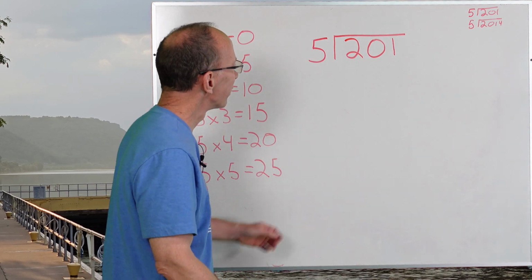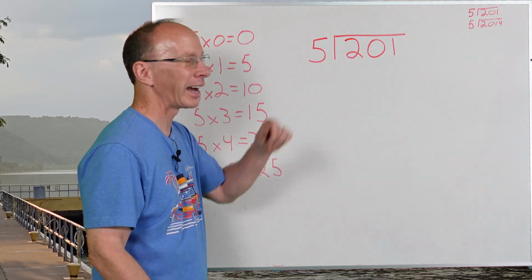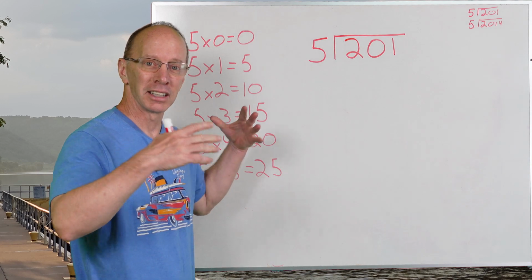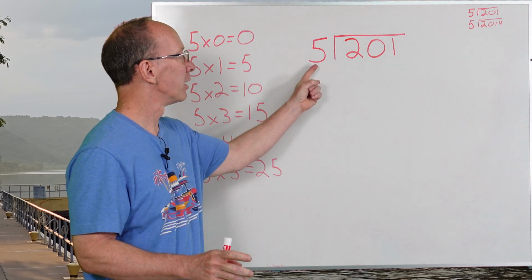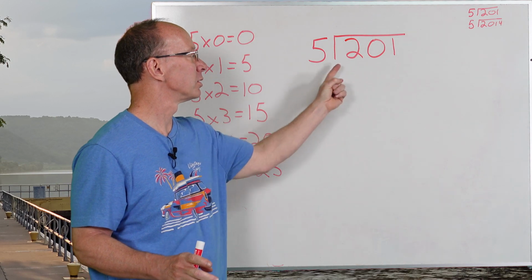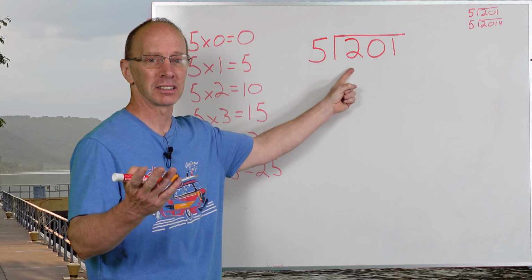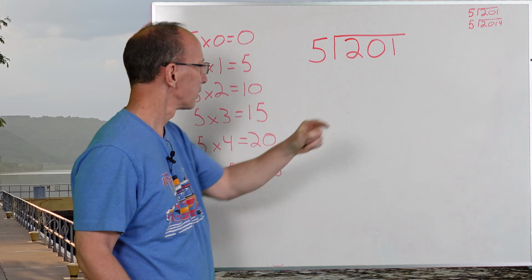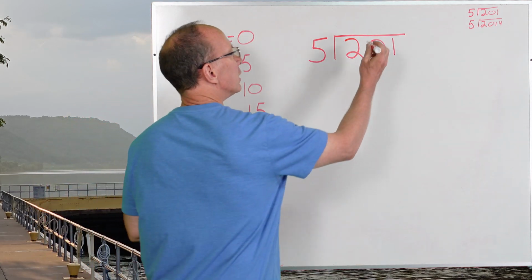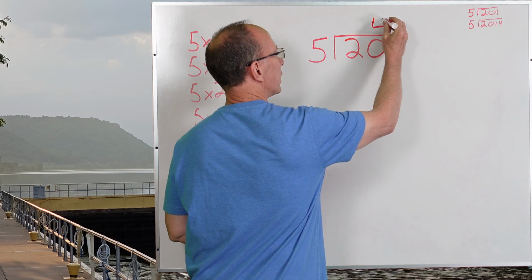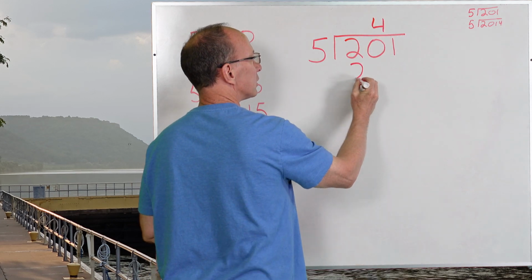All right, welcome back. All right, here we have 201 divided by 5. Now, just like the other previous problem we did, I need to be able to put 5 into this number. So can I put 5 into 2? You just can't. I need to use 20. Right here, 5 times 4 equals 20, so we're going to use 4. So now I'm going to multiply. 4 times 5 is 20.